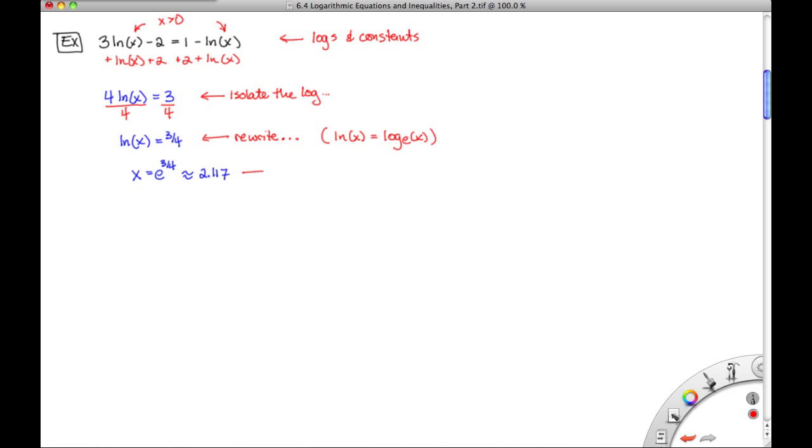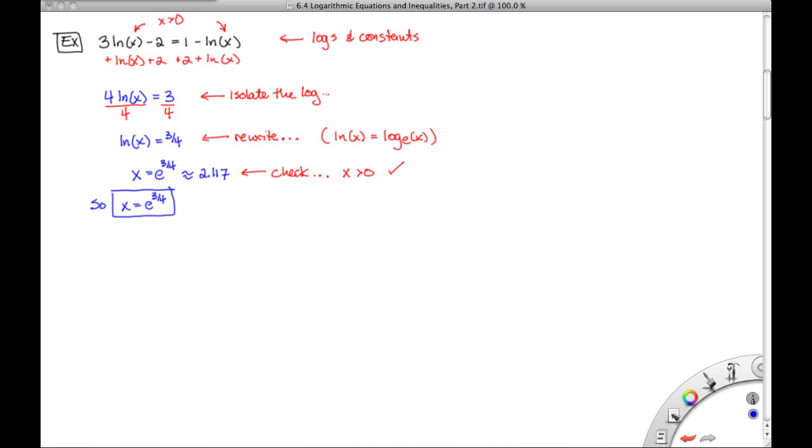And again, we really need to check this before we move on. And again, we check it with the restriction that x has to be greater than 0. Well, this is clearly a positive number, so we can check this off. So our solution here is x is equal to e to the power of 3/4. And that's our answer. Okay, so two more examples of how we can go through these types of logarithmic equations.